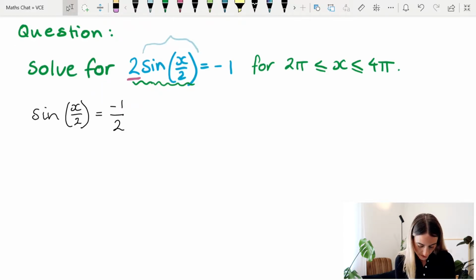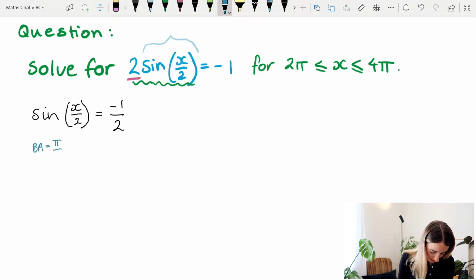Now this is where knowing your exact values comes in. So think about this. When we're talking about sine x, what is our base angle, or reference angle, you may know it as, for 1 on 2? Okay, so don't worry about the negative just for this moment. You might memorize them, you might draw up those triangles, it's up to you. But if you've memorized them, you should know that the base angle is pi on 6.